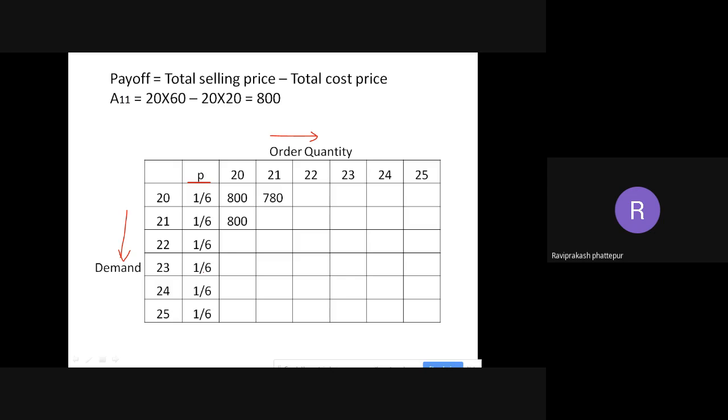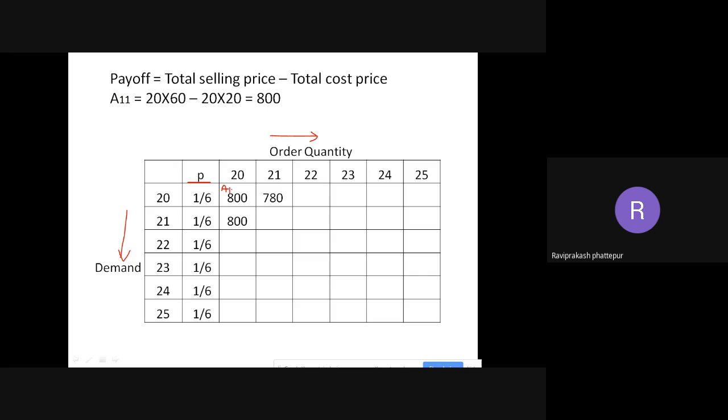I'll just explain one, with the written things, and the others orally. But whatever empty boxes are here, I want you to fill. So here, this is A11.